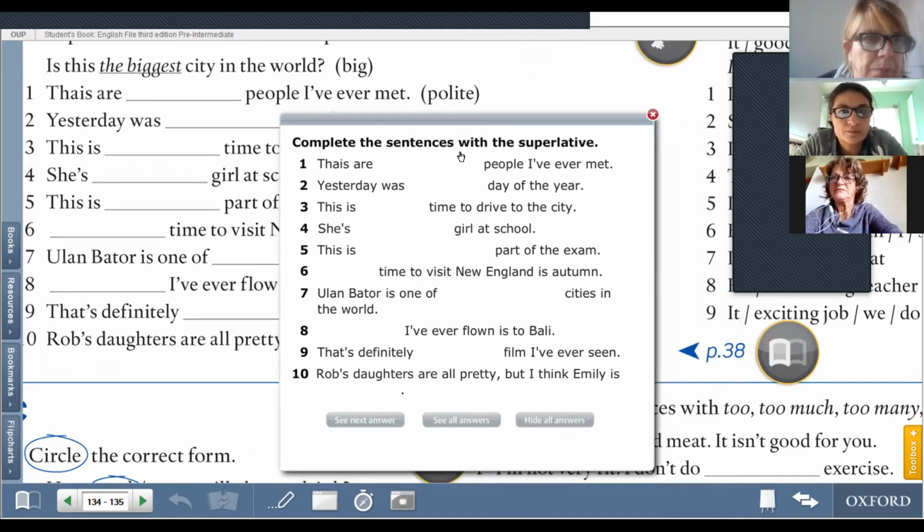So here is polite, the word. These are the politest people I have ever met. You say politest. That is not bad, but with polite it's the most. The most polite. Thais are the most polite people I've ever met. Okay.